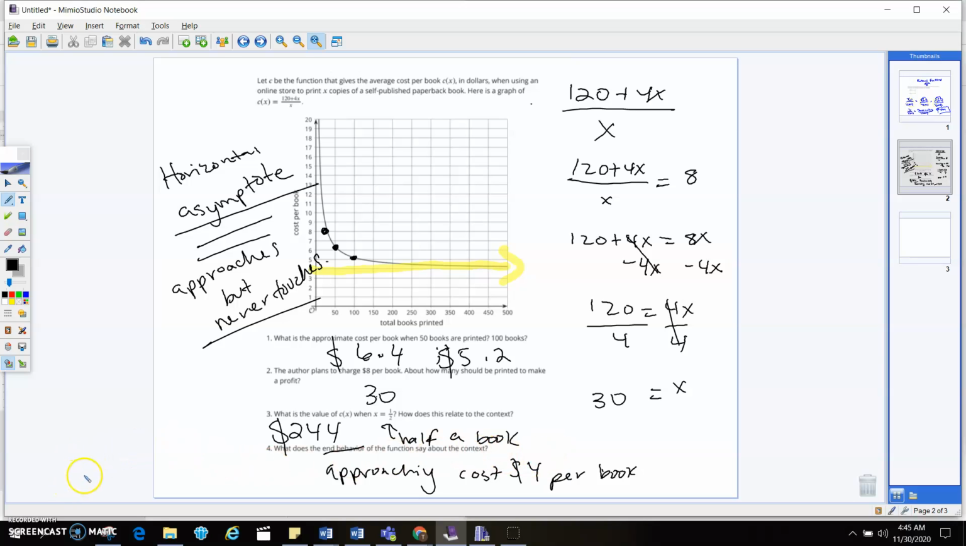All right, so again, horizontal asymptote is where it approaches but never touches. Remember, horizontal means across. Remember, the horizon is where the sun rises and falls, right?